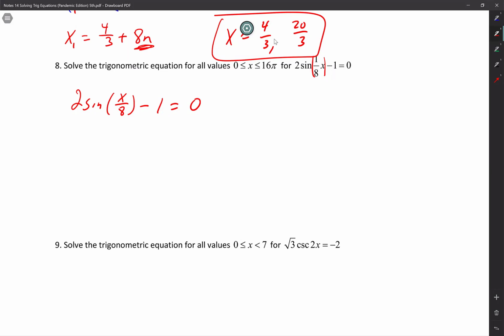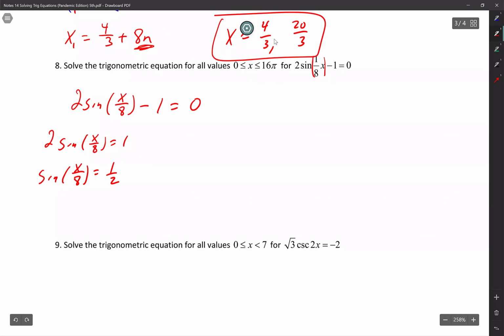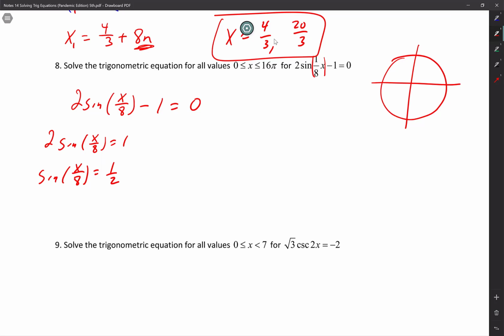Let's move the 1 to the other side. So 2 sine x over 8 equals 1, divide by 2. So sine x over 8 equals a half. And now I'm going to do arc sine. So look at your unit circles again. Where is sine half on your unit circles? It's in quadrant 1 and in quadrant 2. So here's equation 1. X over 8 equals, my first radian where sine is a half is at pi over 6. So I'm going to write pi over 6 plus 2 pi n.